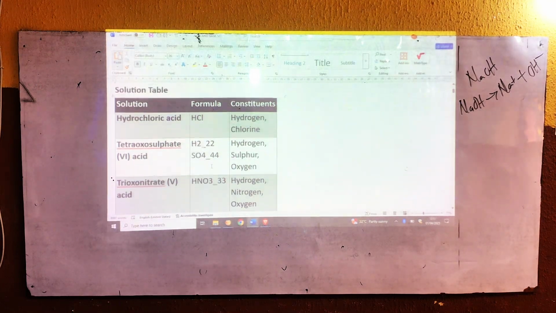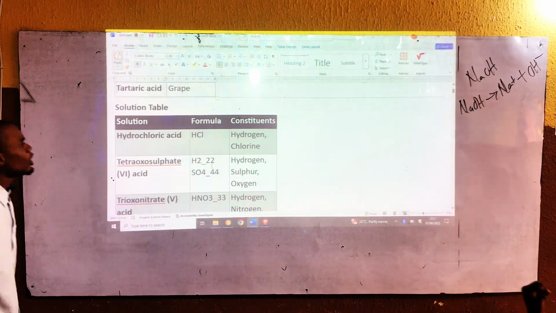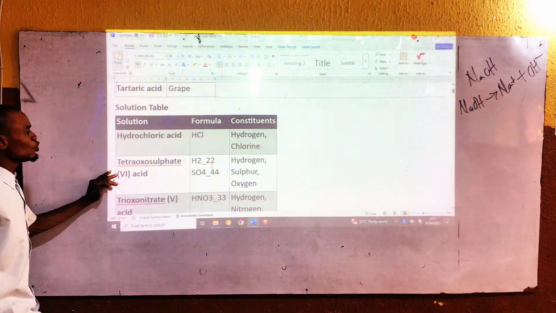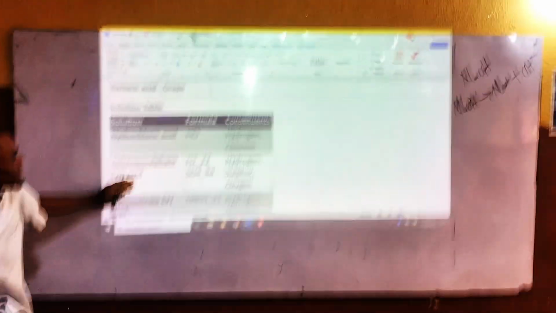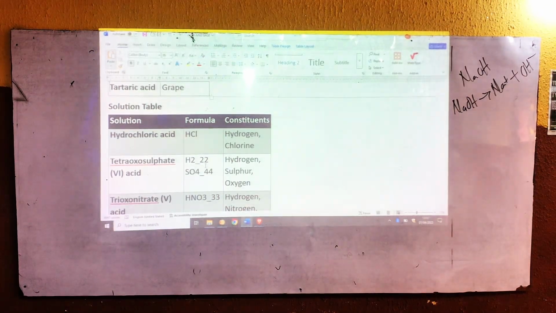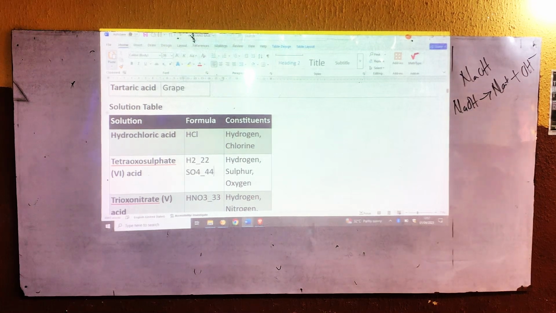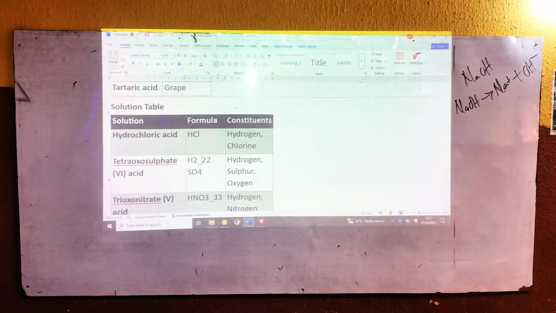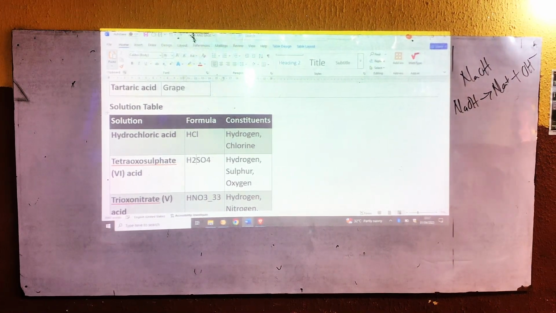Now these are the inorganic acids: hydrochloric acid, and tetraoxosulphate(VI) acid, that's H2SO4, right?